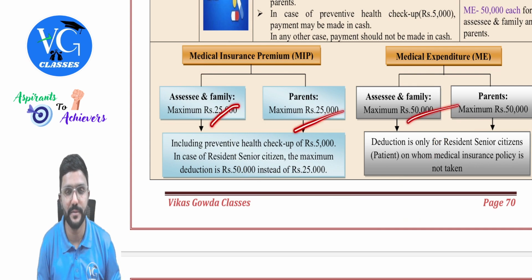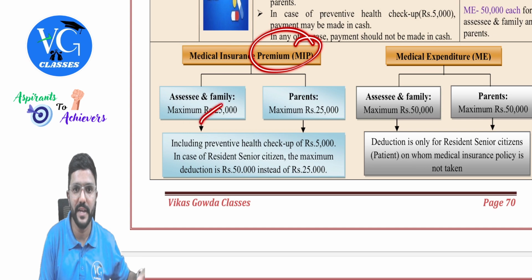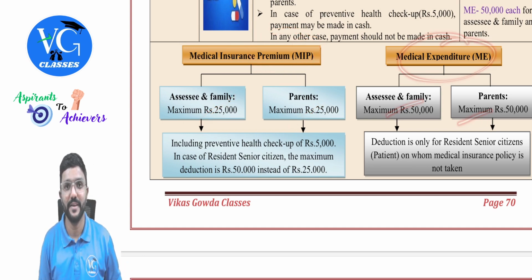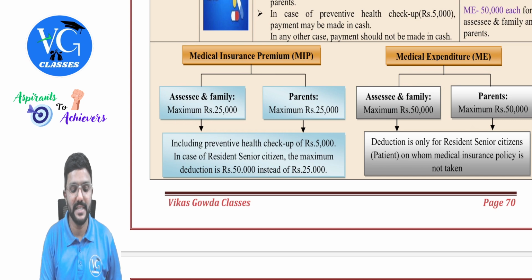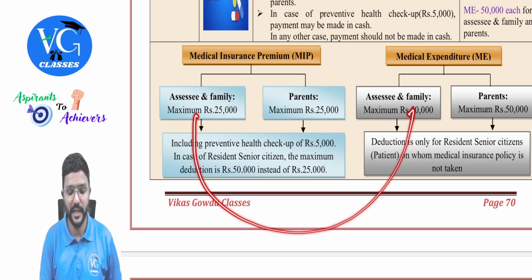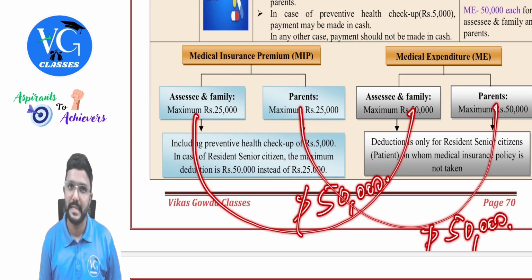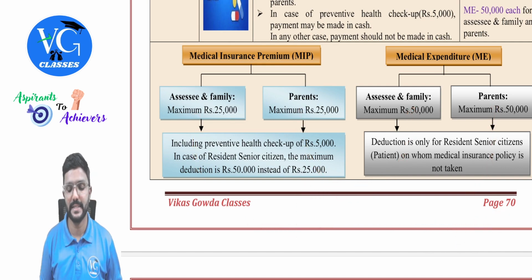First, check individually for premium for each category, and for medical expenditure for each category. For each category, and then check aggregate. For assessee and family, both put together cannot be more than 50,000. Same way, for parents, both put together cannot be more than 50,000. Is that clear? Yes, sir.